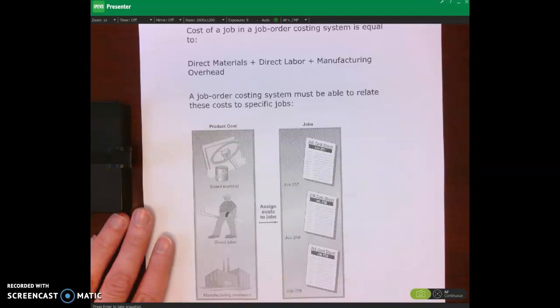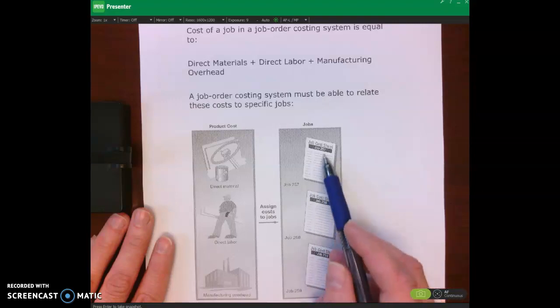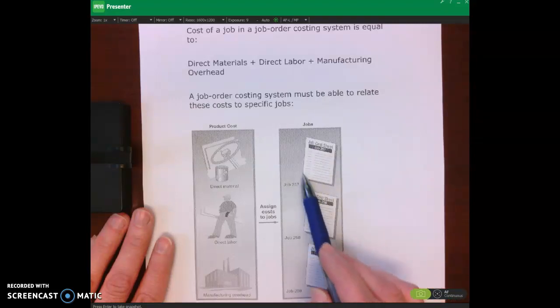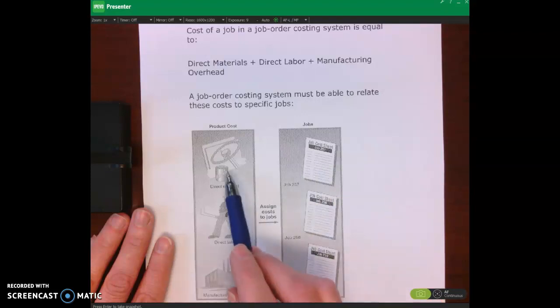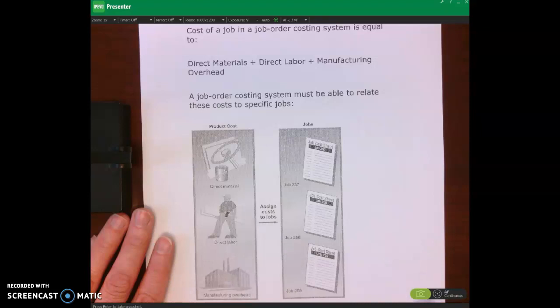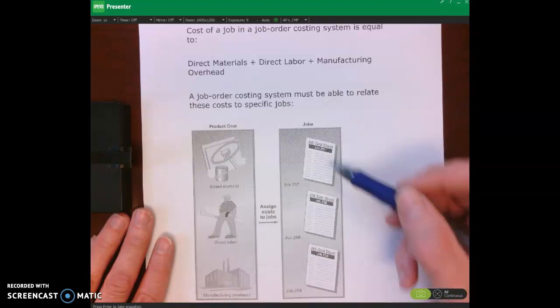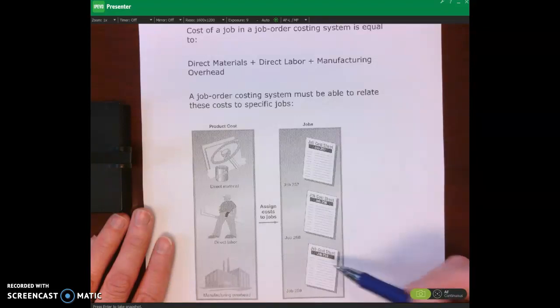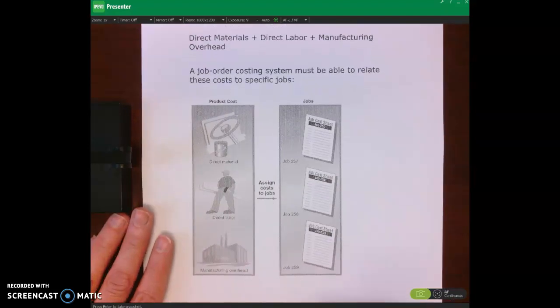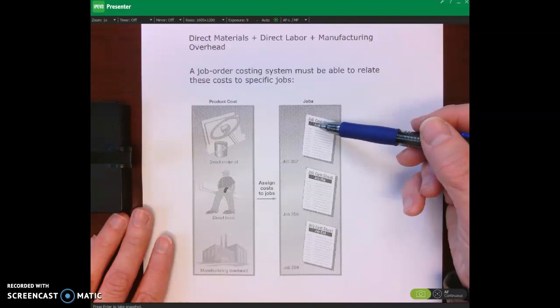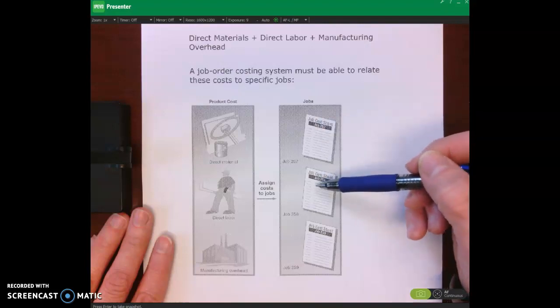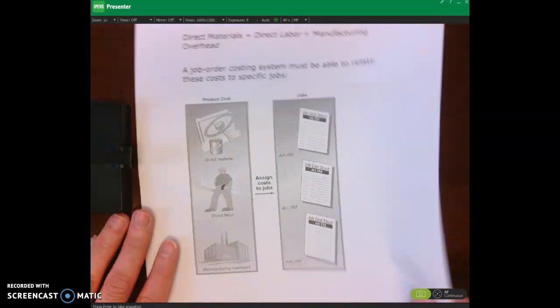Right? And that's something you can see right over here. We have a job cost sheet. And so, as we'll talk about in a second here, a job cost sheet tracks materials, labor, and overhead at the summary level for each job that we have. So you can see job 257, 258, 259, different jobs. We're tracking the costs for each job, the materials, labor, and overhead on that job cost sheet. Okay?